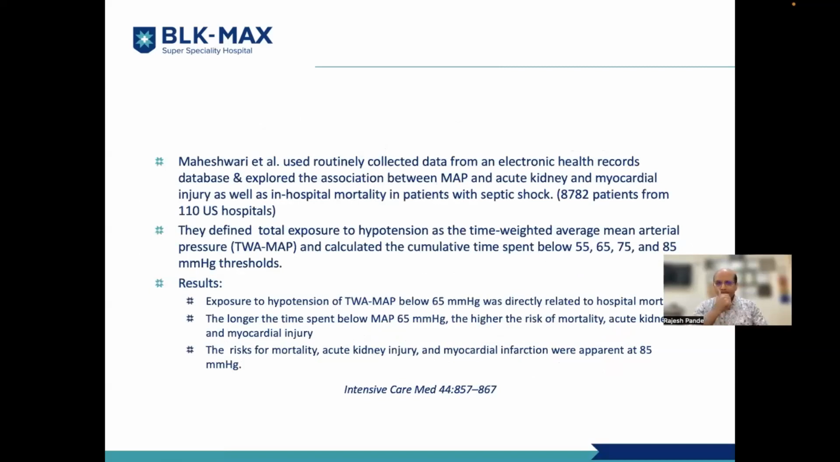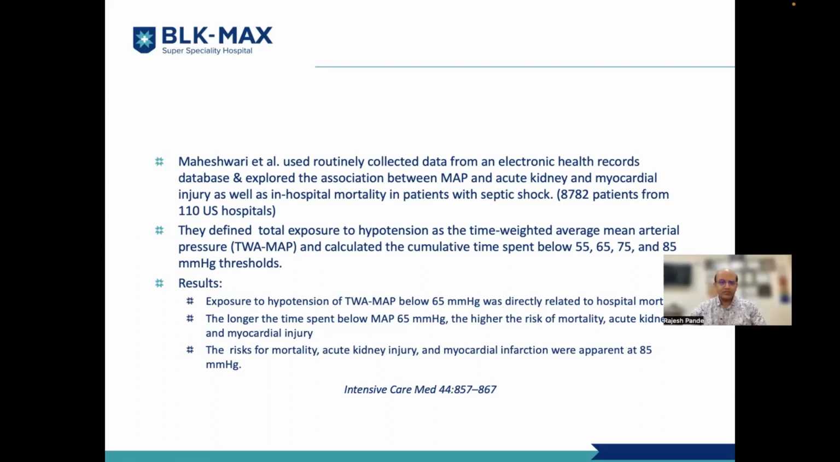Another data was published by Maheshwari et al. They collected data from the electronic health records retrospectively, and they looked at the association between MAP and acute kidney and myocardial injury, as well as in-hospital mortality. All these patients were in septic shock. So they had data of about 8,700 patients from 110 US hospitals. They defined total exposure to hypotension as time-weighted average MAP and calculated cumulative time spent below 55, 65, 75, and 85 millimeter thresholds.